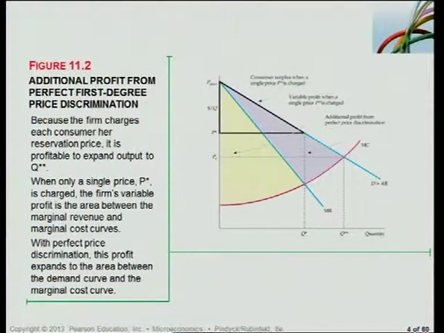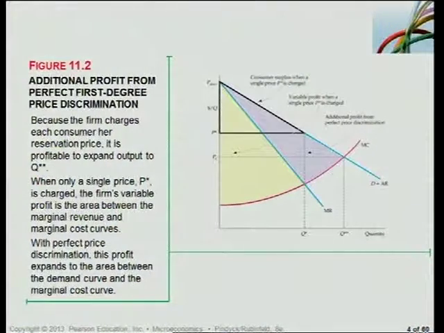So let's look at the additional profit from perfect first degree price discrimination, and then we will also look at imperfect price discrimination, because perfect price discrimination doesn't happen in reality. But we use it as a benchmark to move to imperfect price discrimination. You can see in this diagram, just to illustrate it, if the firm charges each consumer a reservation price, then it will be profitable to expand output from Q asterisk to Q double asterisk.